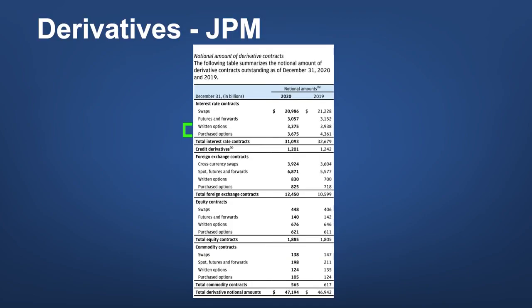Here, if you look at the interest rate options, you can see JP Morgan is both purchasing and selling, or writing, options at the same time. This may naturally lead to some cancelling out or netting of exposures. Larger banks with more and more transactions may naturally see more netting.